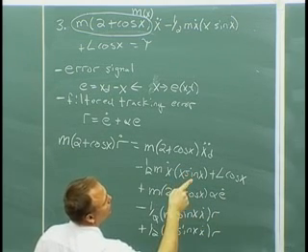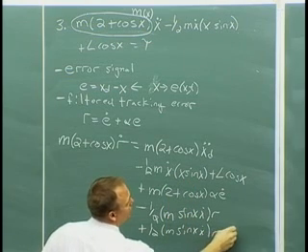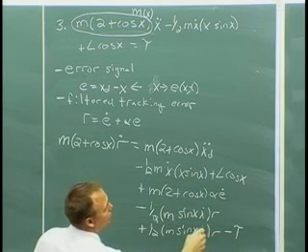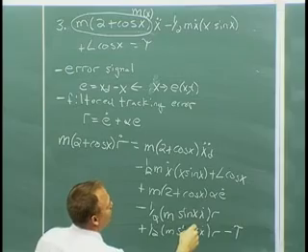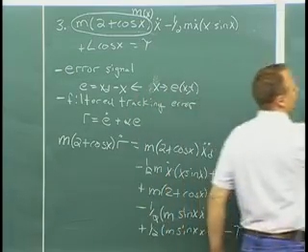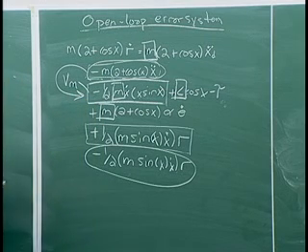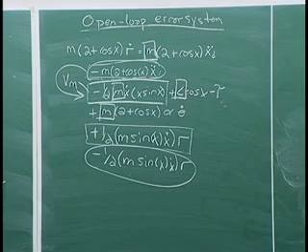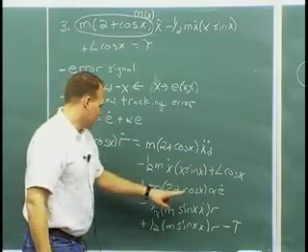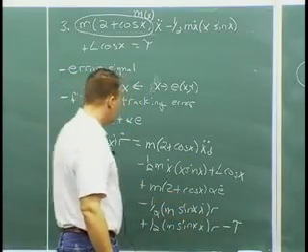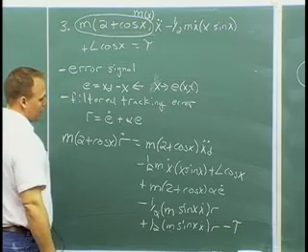Is that everything? Did I leave off any terms? 1, 2, 3 minus torque. No. So this x double dot term, I substitute the dynamics in to get these terms. So 1, 2, 3, 4, 5, 6, 7. 1, 2, 3, 4, 5, 6, 7. Okay.